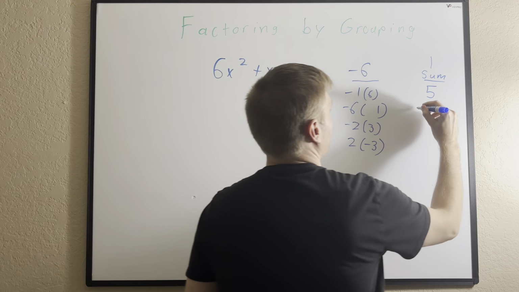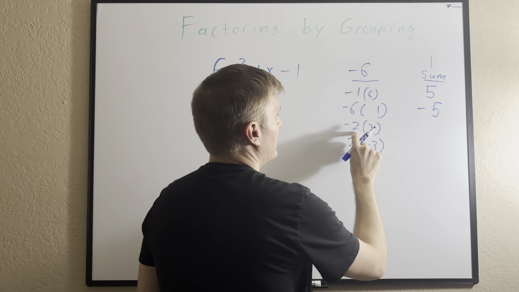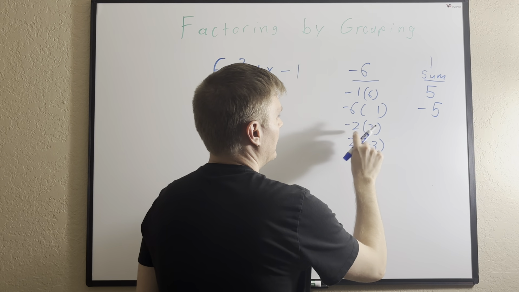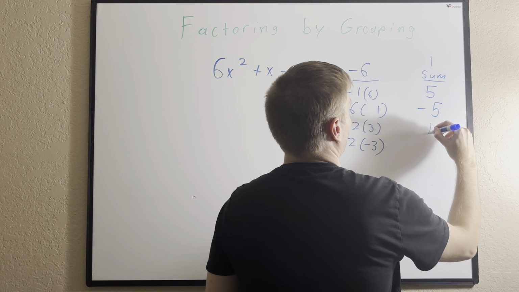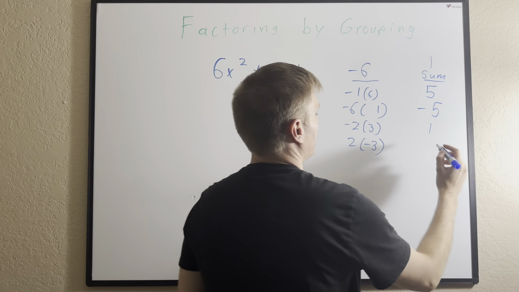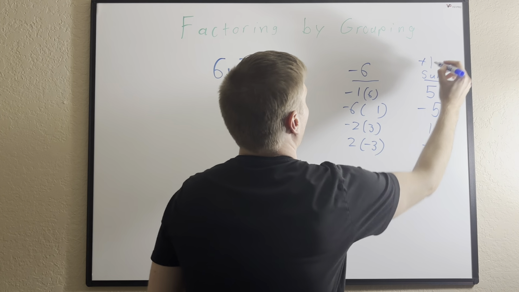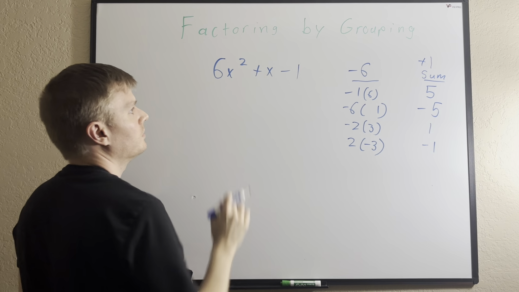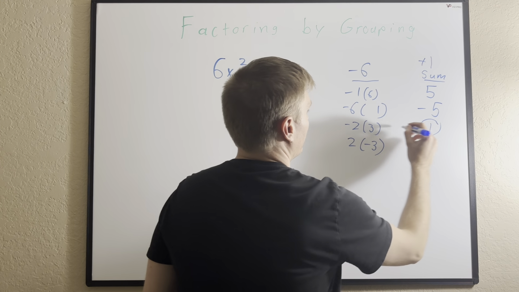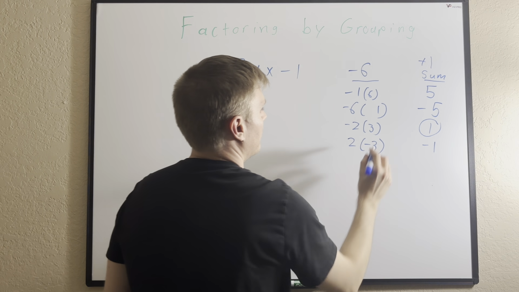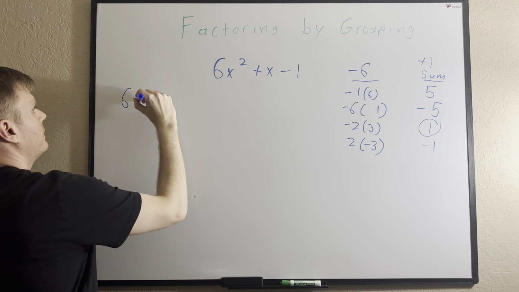Negative 6 times 1. Negative 6 plus 1 is negative 5. Negative 2 plus 3 is positive 1. 2 minus 3 is negative 1. What are we looking for? We're looking for positive 1. B is positive 1. So we're using negative 2 and 3. So you just rewrite it.